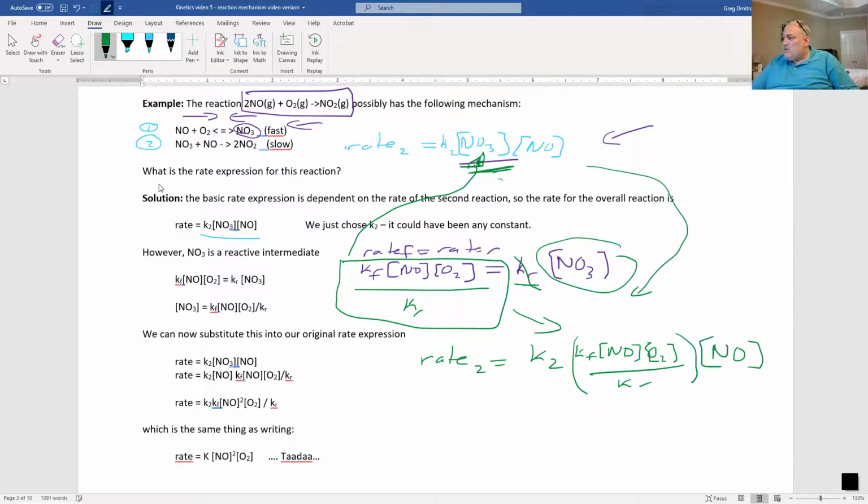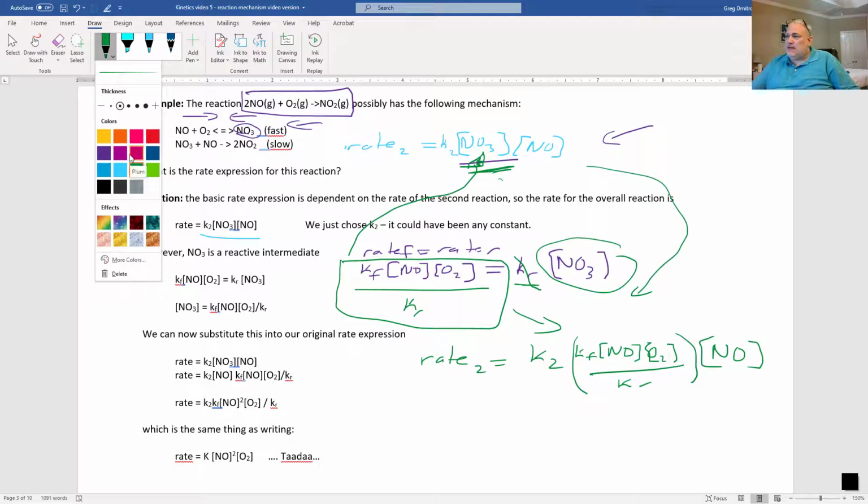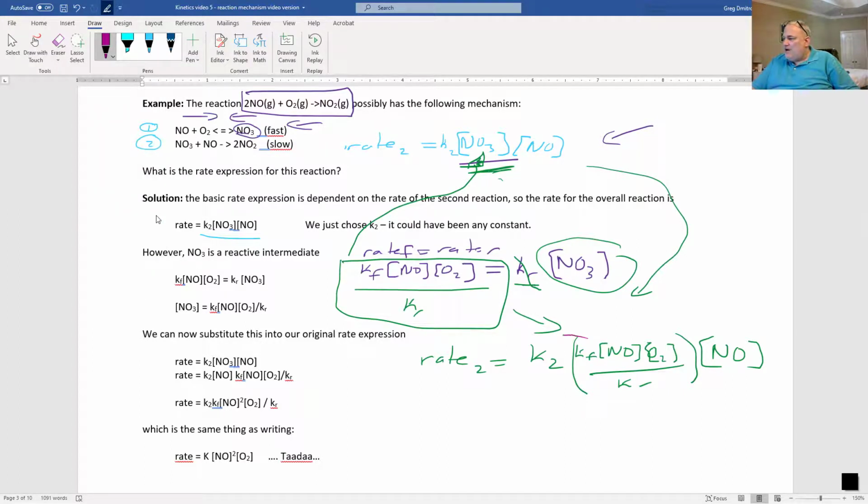Now again, we can gather like terms. I mean all these constants right here, they're going to match up and give us an overall K. And then whatever's left over, don't we have an NO and another NO? So couldn't we say NO squared times O2 would give me my overall rate? And what's cool about that is that it matches up with our overall expression. Again, the coefficients happen to match up with our overall expression, but that does not mean that's always what's going to happen.